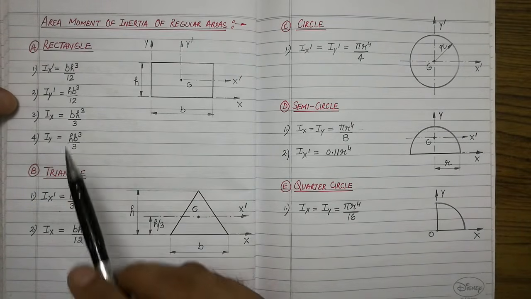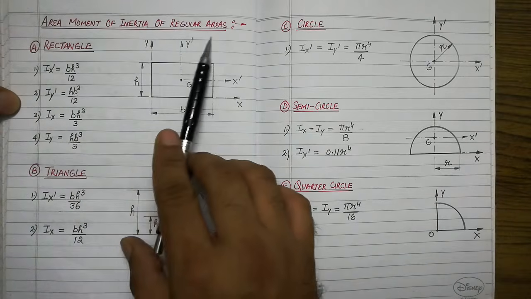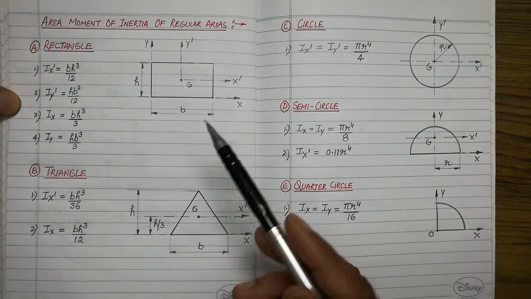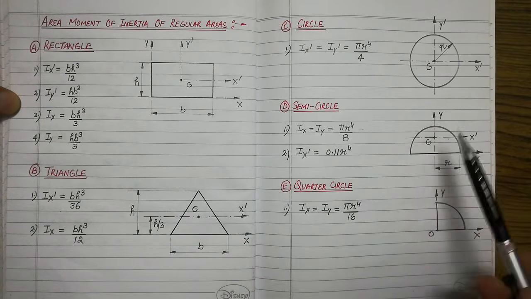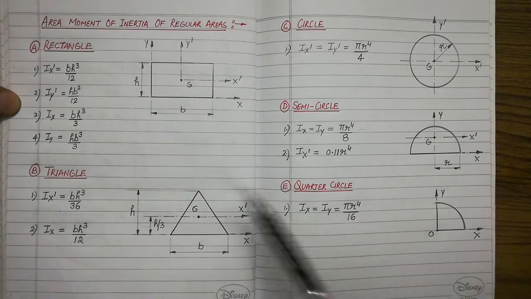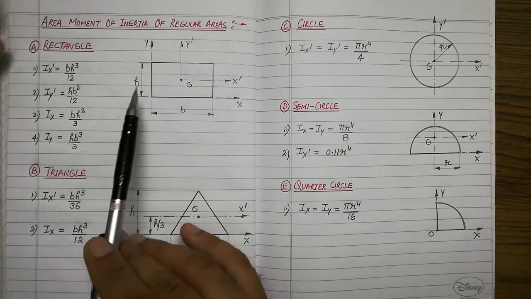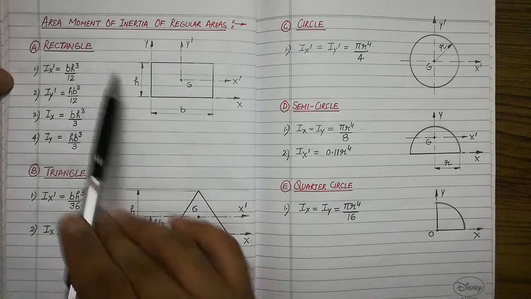Today we will discuss area moment of inertia of some regular areas. I will discuss the rectangle, triangle, circle, semicircle and quarter circle. Let us start with the first regular area, that is the rectangular area.